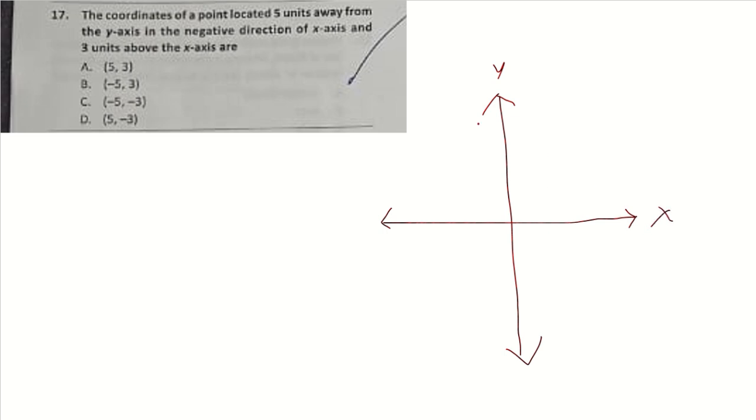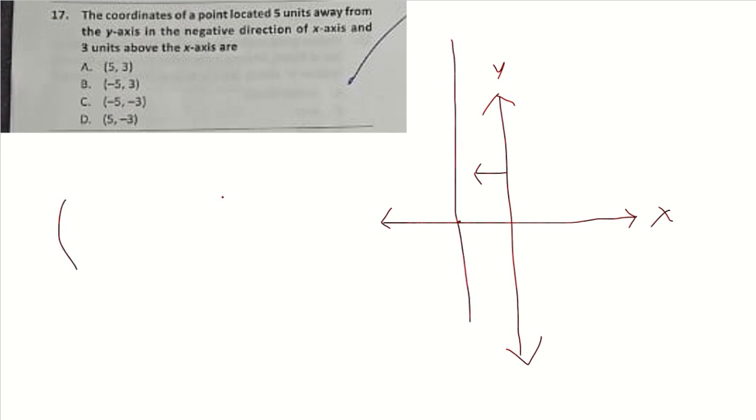The coordinates of a point located 5 units away from the y-axis in the negative direction of x-axis and 3 units above the x-axis are. So we have a graph here. We have a Cartesian plane, y-axis and x-axis. Now 5 units away from the y-axis, we don't know which direction, in the negative direction of x-axis. So it is in this direction, and so therefore x is equal to negative 5.